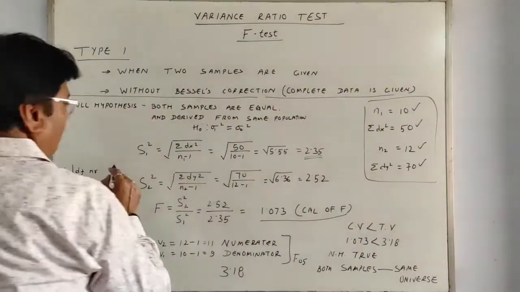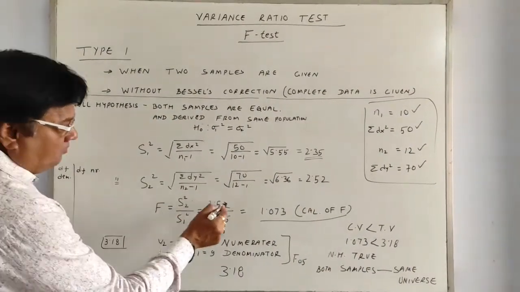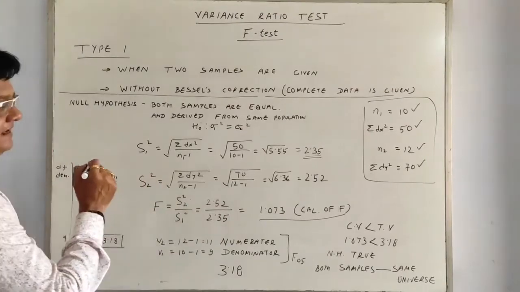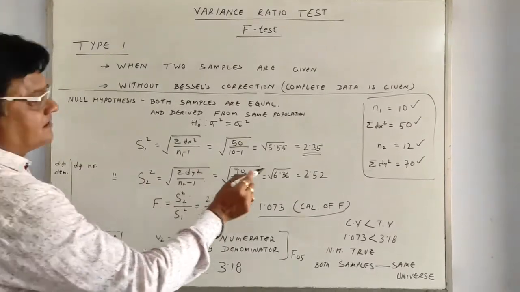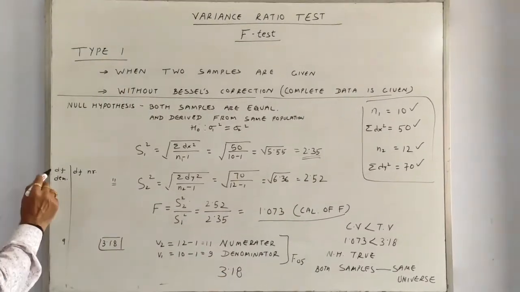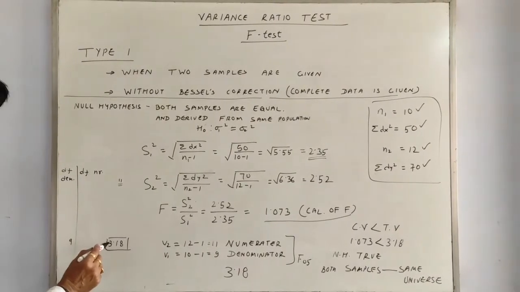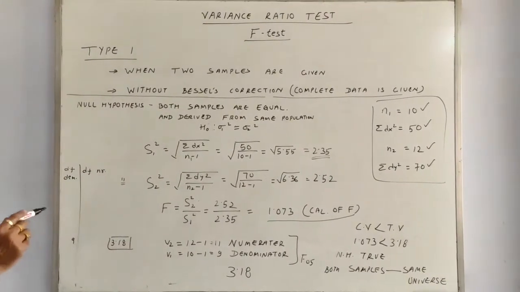Numerator will always be the greater side. The greater means the S square will be greater on that side. Seeing the table, we have got the critical value, that is 3.18.